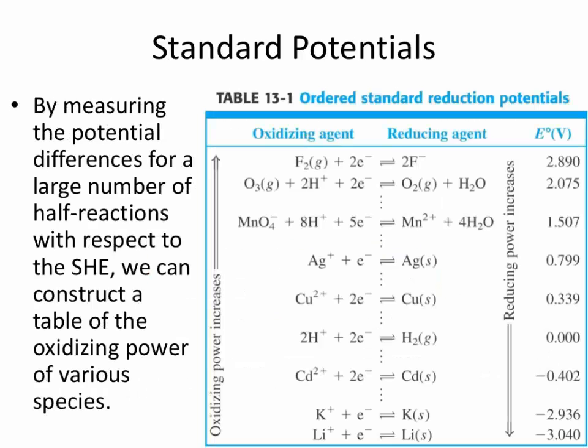Now, by measuring the potential differences for a large number of half reactions with respect to the standard hydrogen electrode, we can then construct a table that looks something like this of the oxidizing power of various species. And note that there's a much larger table in the back of the book, in one of the appendices, listing out all of these E0 values for a bunch of different reactions.